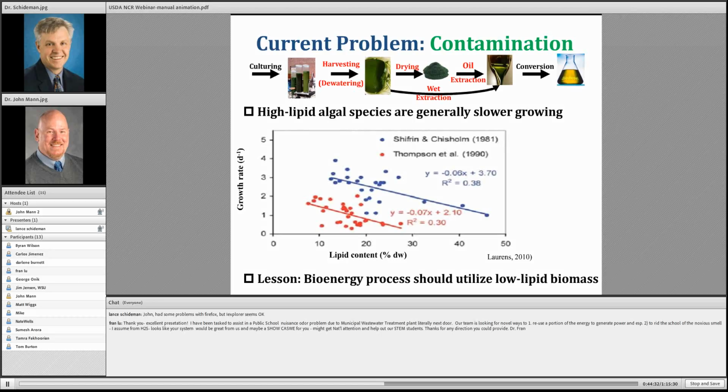And so the bottom line here is that the bioenergy process needs to utilize low lipid biomass. And that's definitely much more consistent with wastewater treatment as well, because you have less control over what you're growing. And so you just want a very generalist system that can handle lots of different kinds of biomass and turn them into oil, which is what the hydrothermal liquefaction gives us.